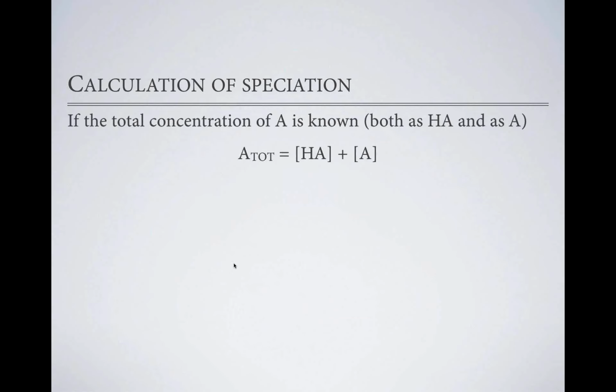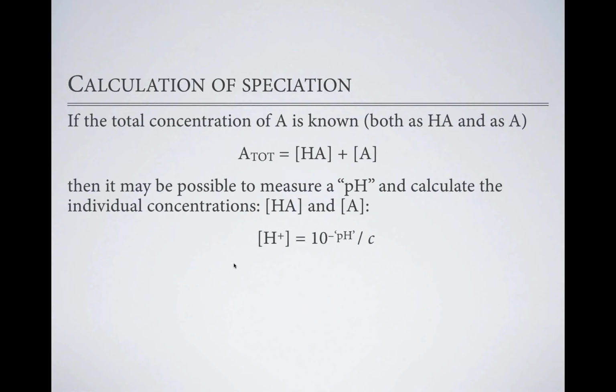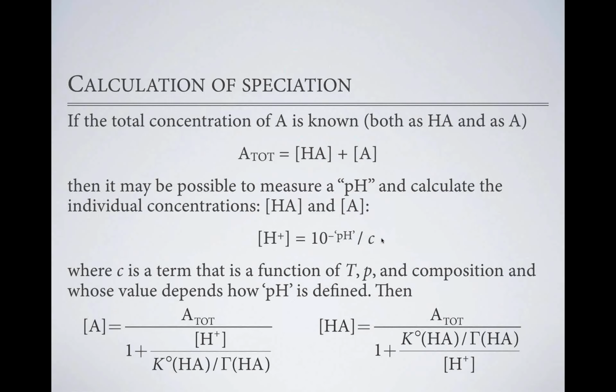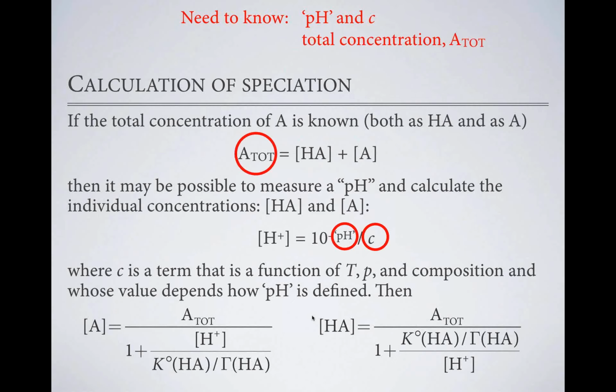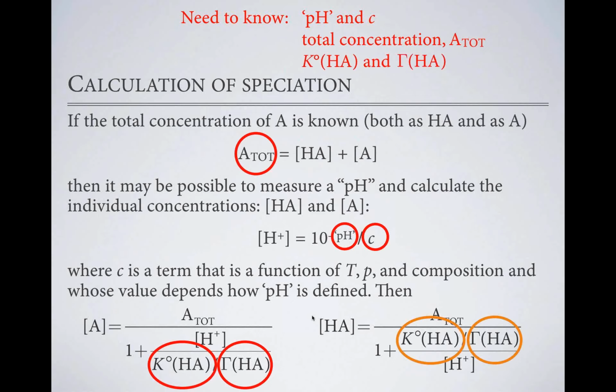If you wanted to use this, you've got to calculate some kind of speciation. So if you can measure a pH, and we'll talk more about this, for most of these things the hydrogen ion concentration is 10 to the minus pH divided by a constant that depends on how you defined your pH. Ideally, the constant will be equal to 1, but the ideal is rare. So in this case, you can again calculate the speciation for your acid-base system. And the problem is you need to know a lot of things. You need to know the pH, and you need to know that constant. You need to know the total concentration, you need to know the equilibrium constant, and you need to know this activity coefficient term. You really don't know that activity coefficient term.